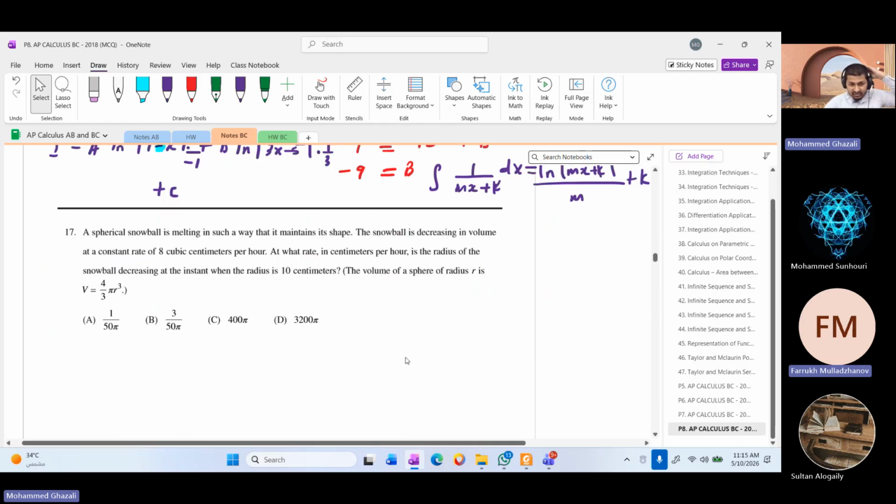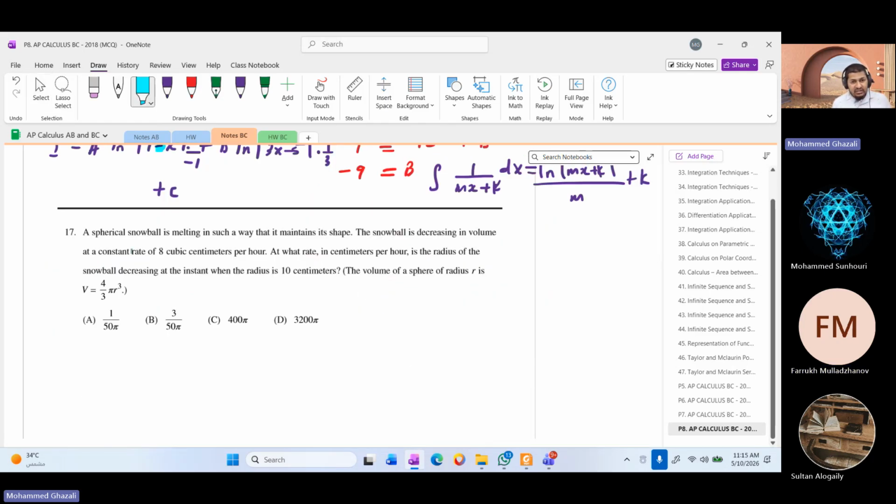Very tricky. A spherical snowball is melting in such a way that it maintains its shape. The snowball is decreasing its volume at a constant rate of 8 cubic centimeters per hour. At what rate in centimeters per hour is the radius of the snowball decreasing at the instant when the radius is 10? So we're talking about the radius of the snowball decreasing.